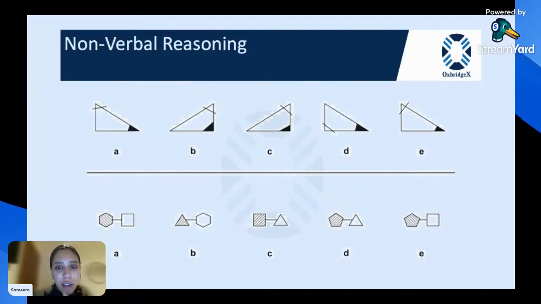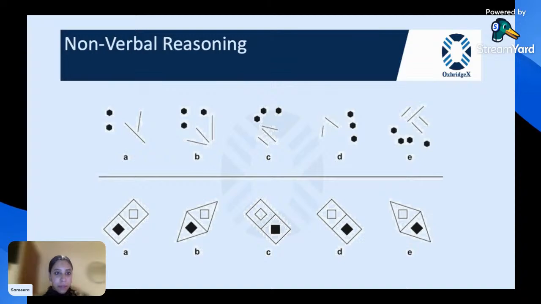The positioning of the line for most of them is that the line is on the top corner. However, for D, it seems to be in the bottom corner. Since D is the only one with the line on the bottom corner, that must be the odd one out. Hopefully that makes sense. That one was very easy, so let's go to a harder one. I'm going to skip the next one and go straight to this one.